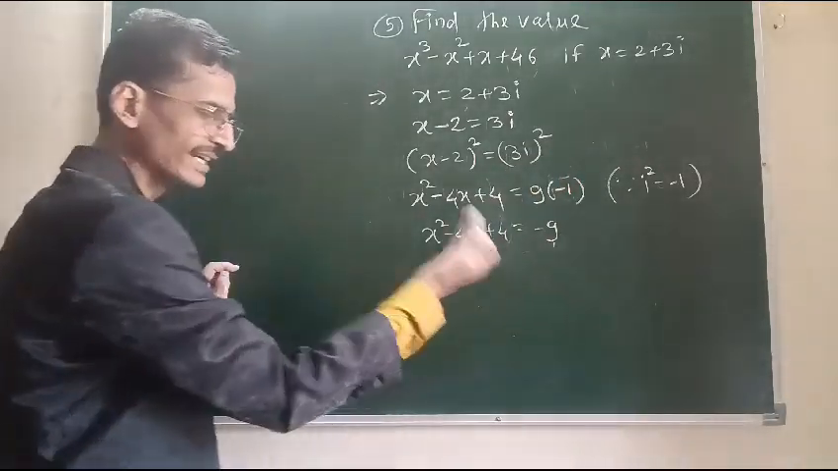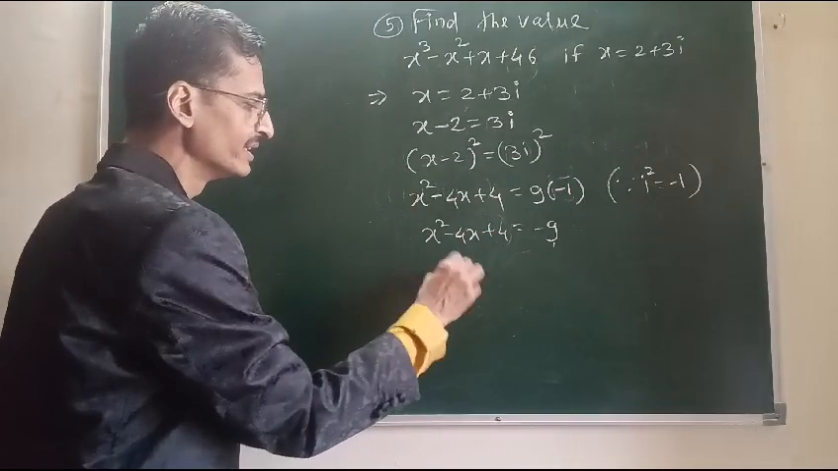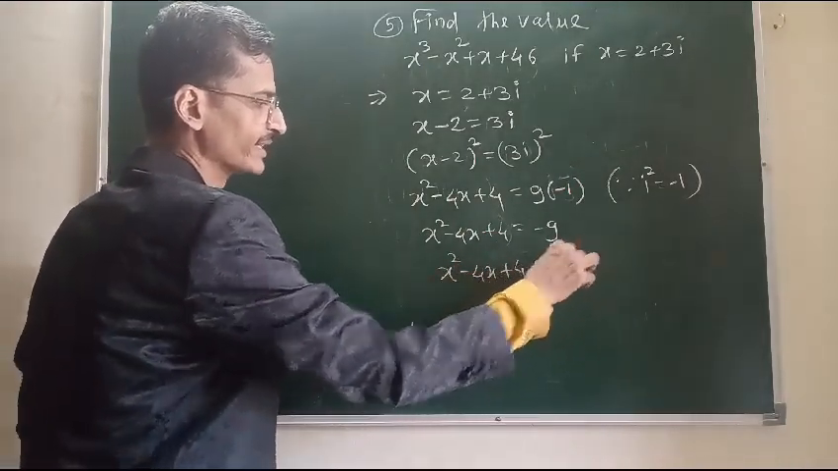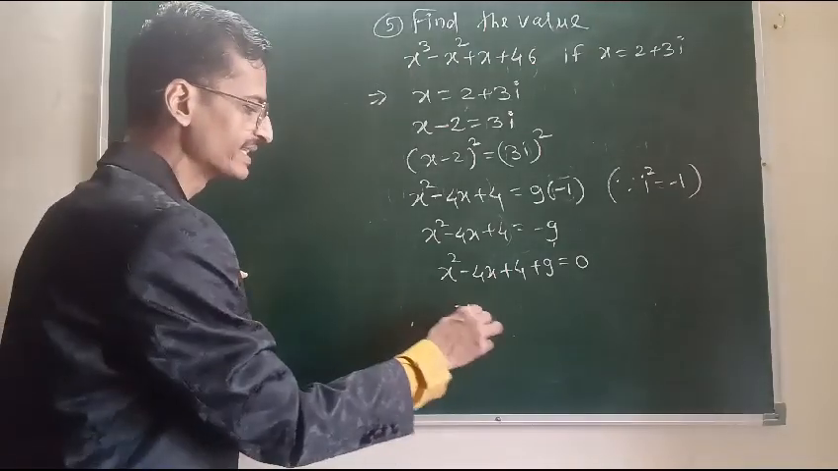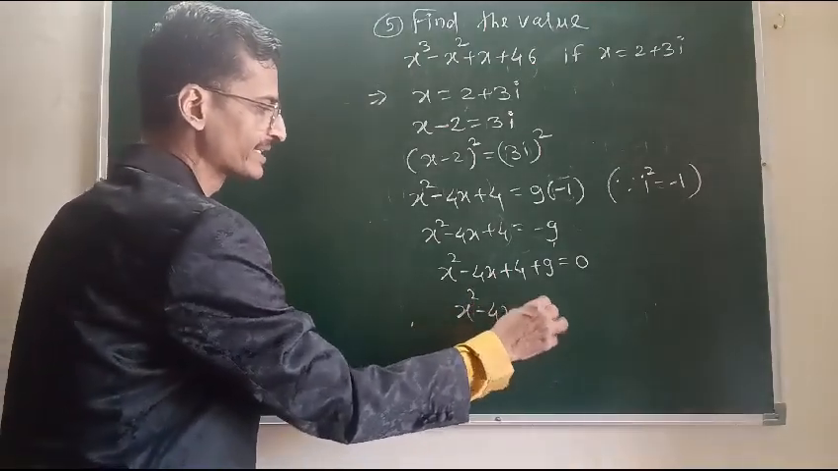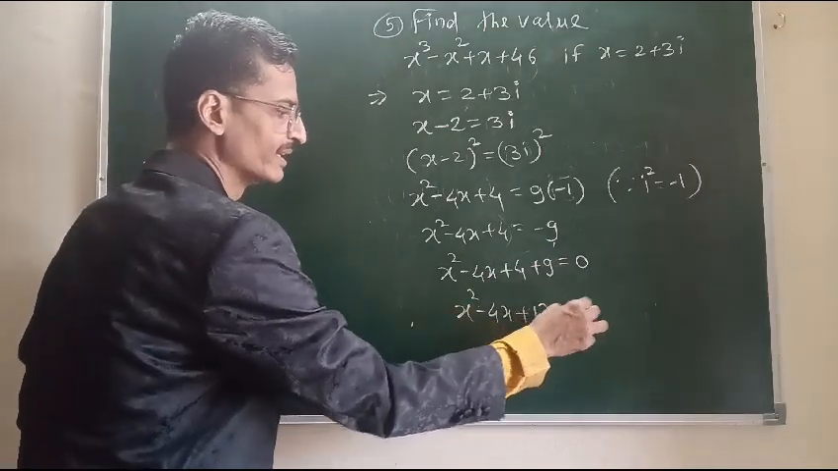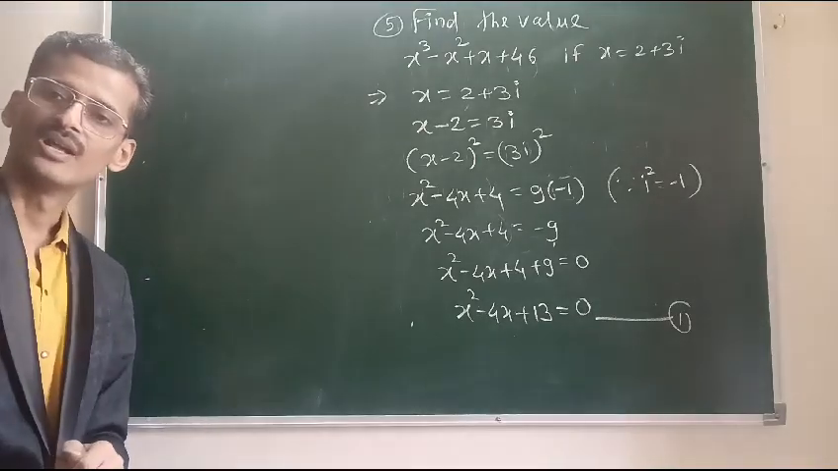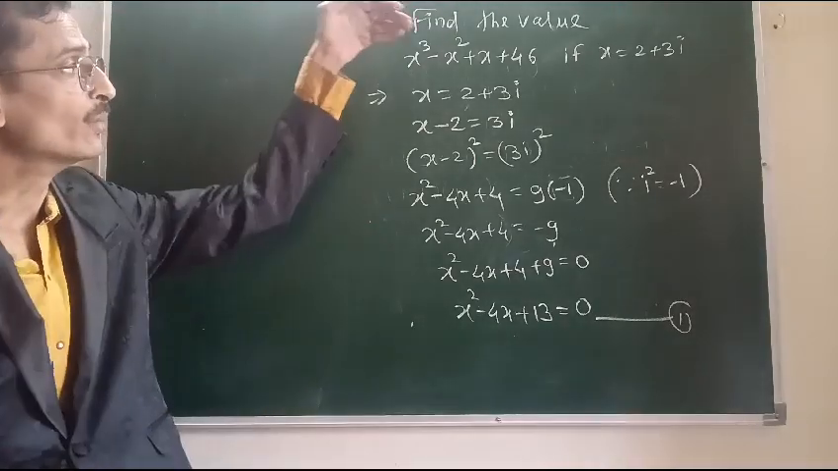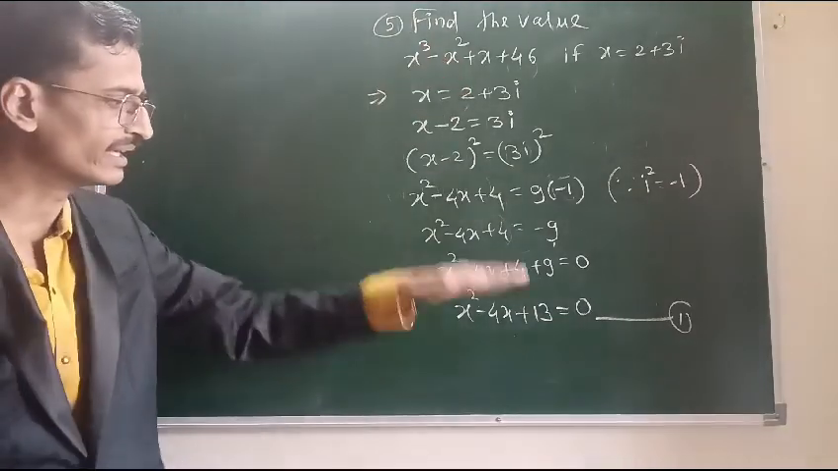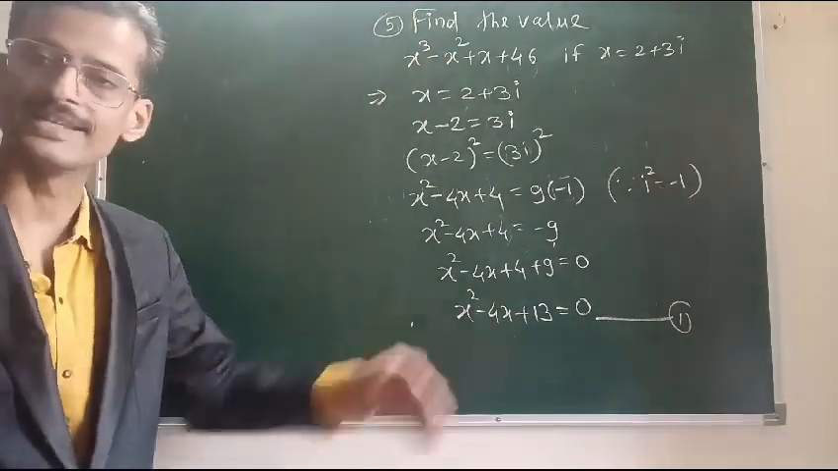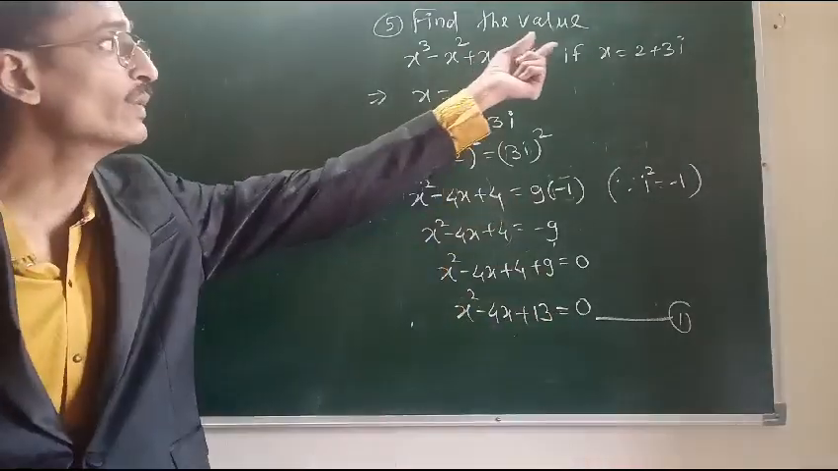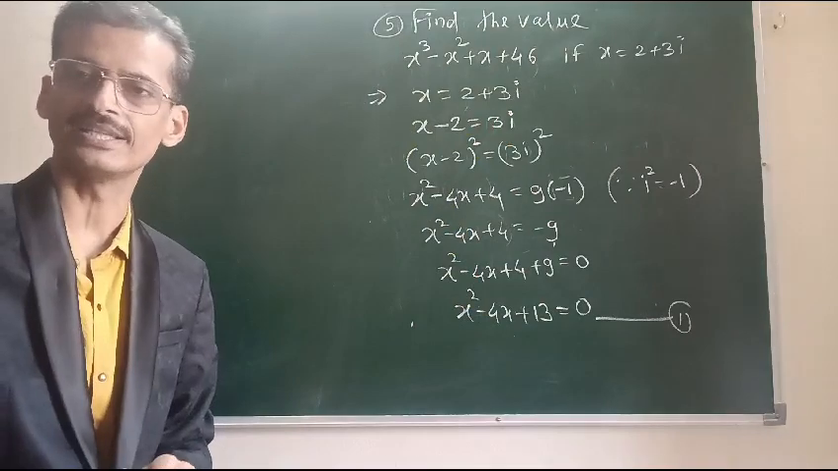Now the minus 9 right here will become plus 9. So x square minus 4x plus 4 plus 9 is equal to 0. So that is x square minus 4x plus 13, 9 plus 4 is 13, is equal to 0. Write this as equation 1. Now the method is, we have to write this polynomial in terms of this x square minus 4x plus 13. And this is 0 for this given value of x only, 2 plus 3i.